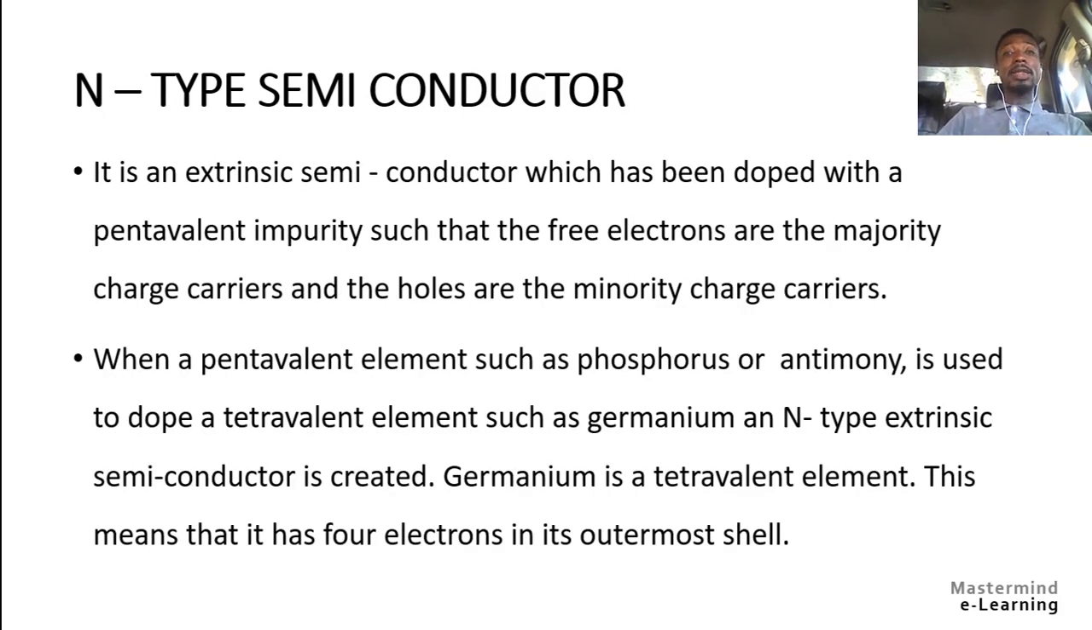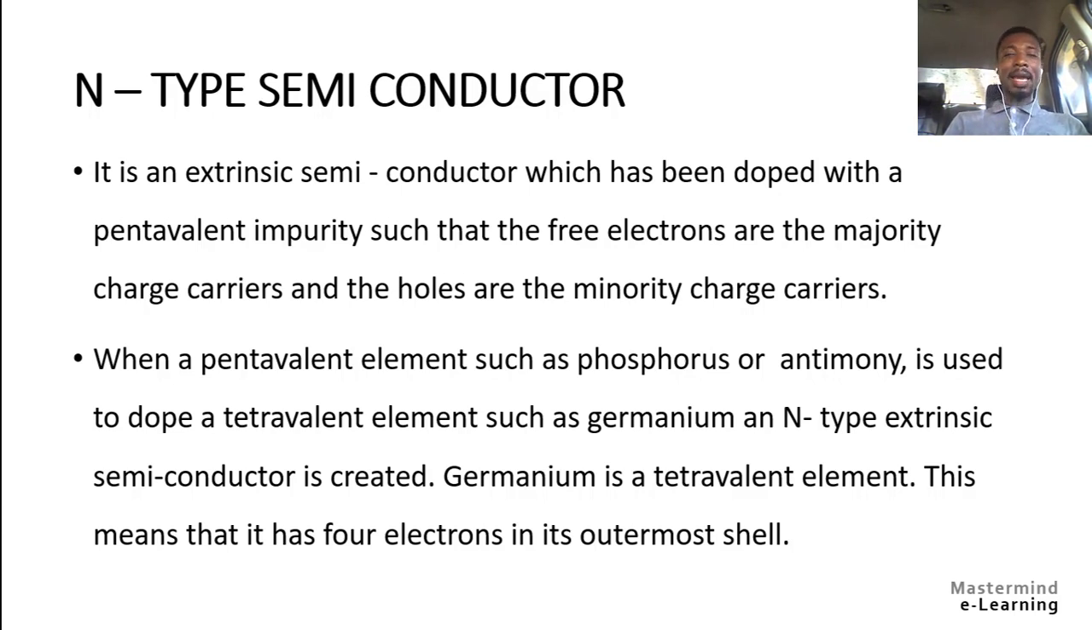It is an extrinsic semiconductor which has been doped with a pentavalent impurity such that the free electrons are the majority charge carriers and the holes are the minority charge carriers. When I have doped a pure semiconductor such that my free electrons become the majority charge carriers and my holes become the minority charge carriers, we say that I have an N-type semiconductor. N here means negative. Remember, we said the electrons are negatively charged, and so we pick the N, meaning that the negatively charged carriers are the majority charge carriers.